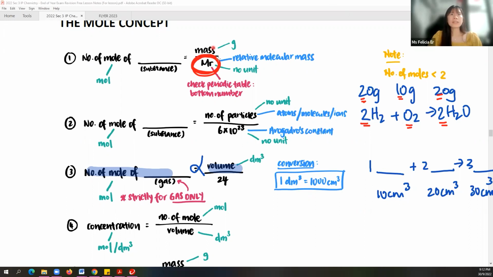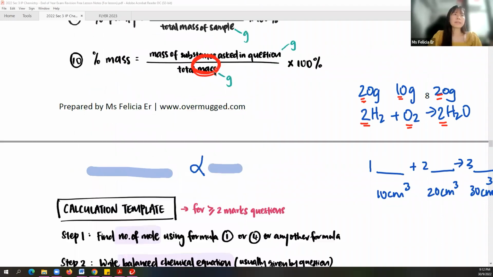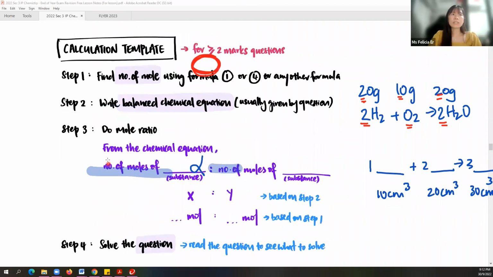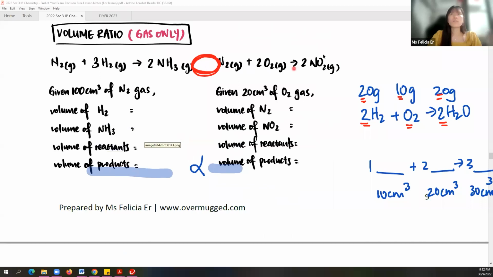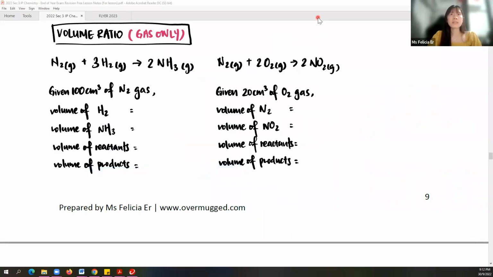That's why if they give you in gram, you still need to use back the 4 steps over here for gram. You have to use back the traditional long-winded calculation. Only for volume, you can shortcut, which I call volume ratio. So let me demo it to you.